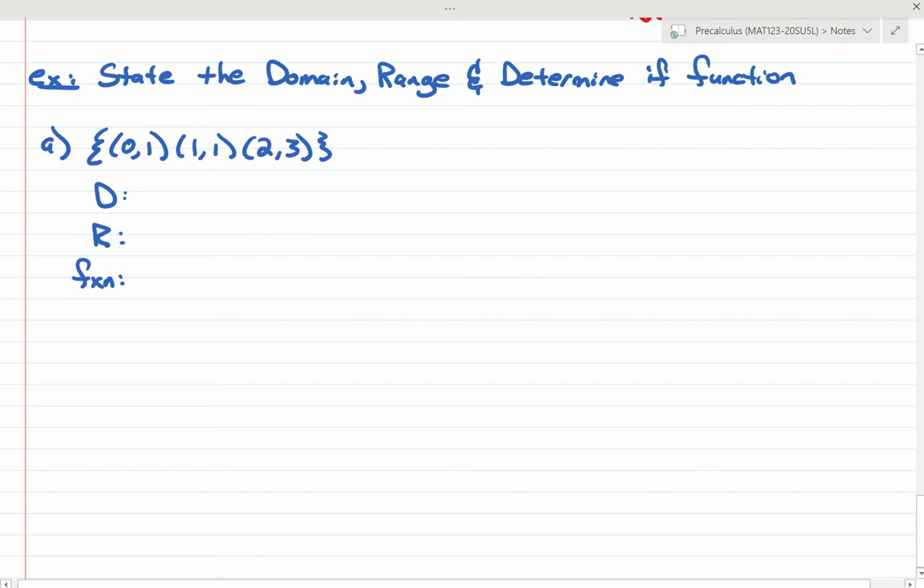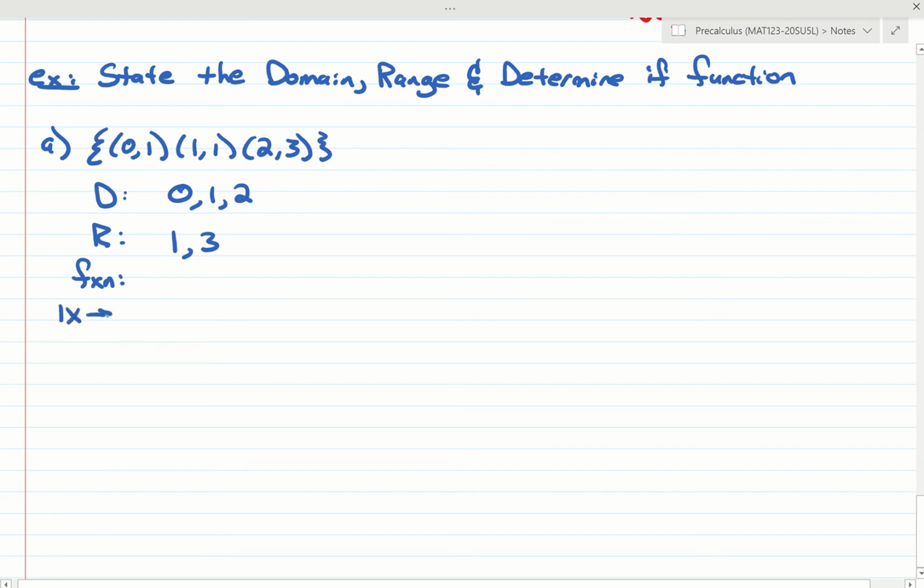Okay, well the domain, usually we list domain and range values from least to greatest. So this would just be 0, 1, and 2. Range values, again, from least to greatest. You don't want to repeat 1. It's what could be a possible y value? The answer is 1. It's not 1 and 1. It's 1, 3.